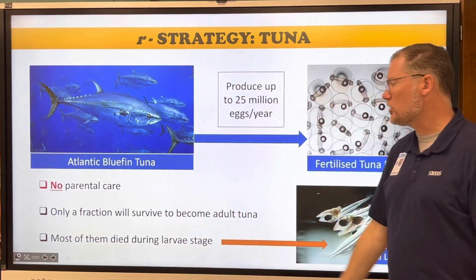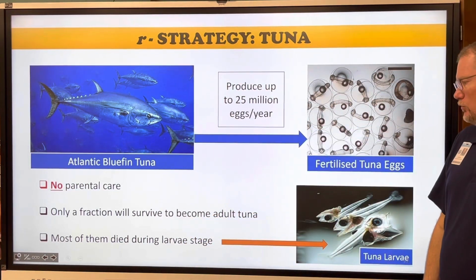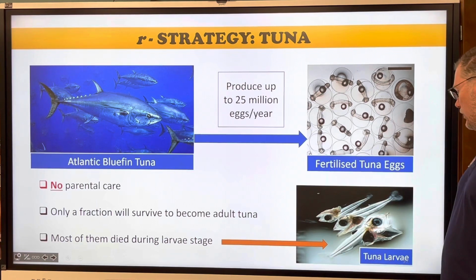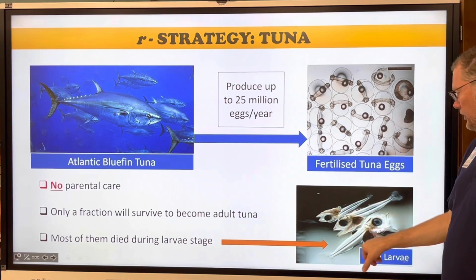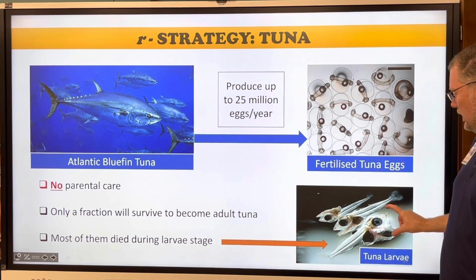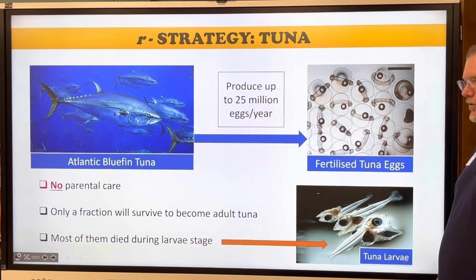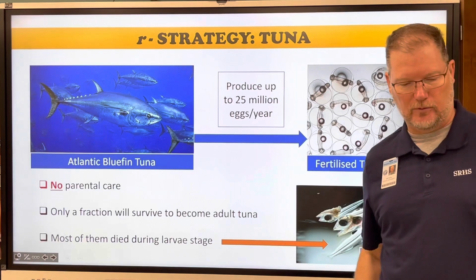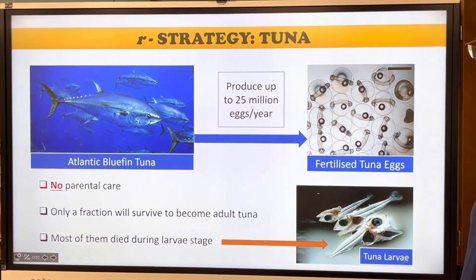And only a fraction of them will become adult tuna. Most of them will have died during the larval stage. Here are tuna larvae in different stages. Look how big their head and mouth are compared to their body, for just trying to eat as much as possible. They're very voracious creatures.